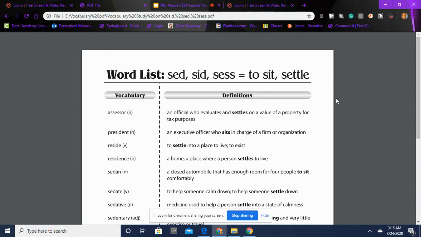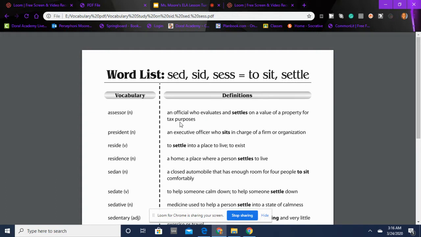Let's get started. Assessor. Assessor is a noun. It's an official who evaluates and settles on a value of a property for tax purposes. An assessor basically assesses the value of a property.